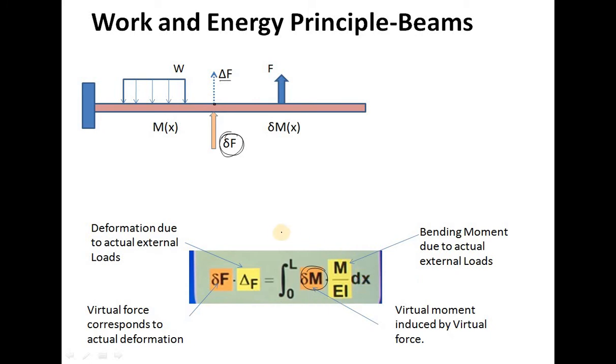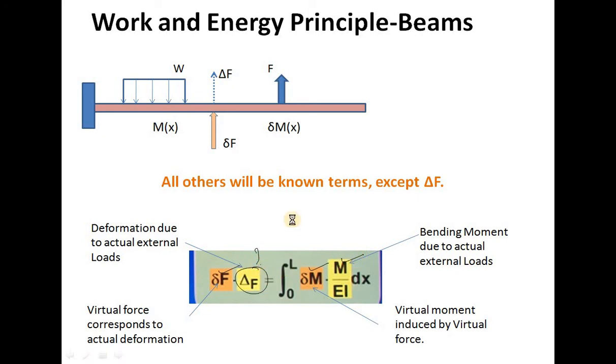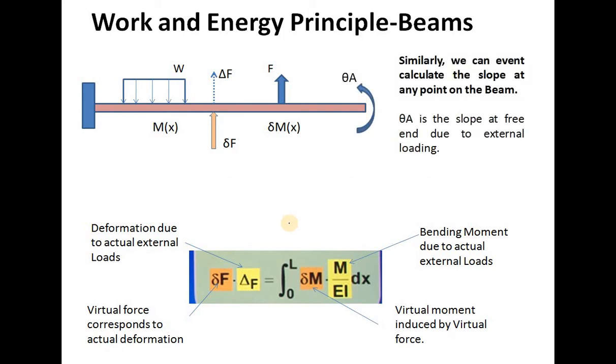So this is how we can use this equation to find the deflection in the beam. So now all the other terms are known. This is a known term, this is a known term, and this is a known term. The only unknown term will be this, which we can find using this equation. Now if I want the slope at any point on the beam, we can use a similar equation. Suppose I want to find the slope at the free end of this cantilever beam, so I want to find this theta A.